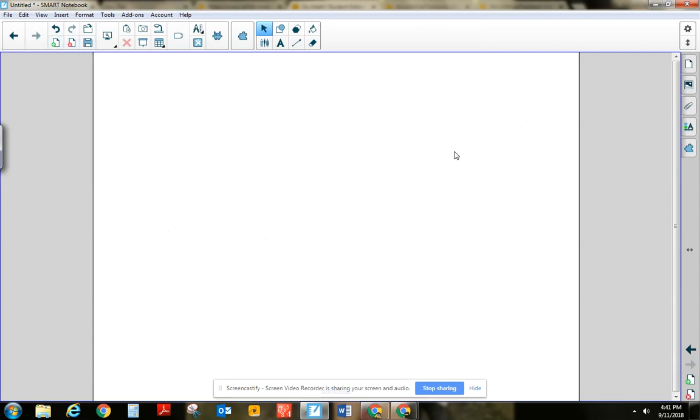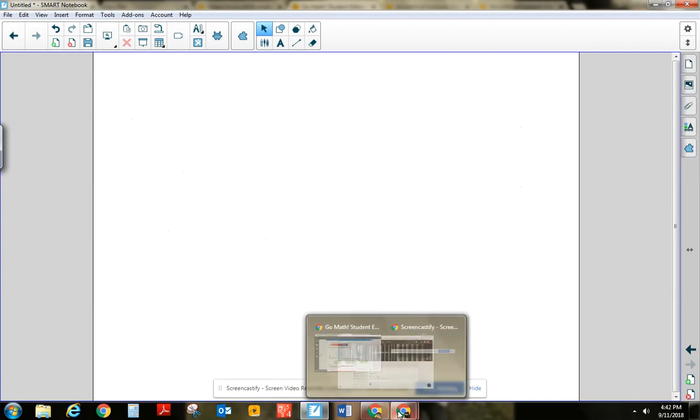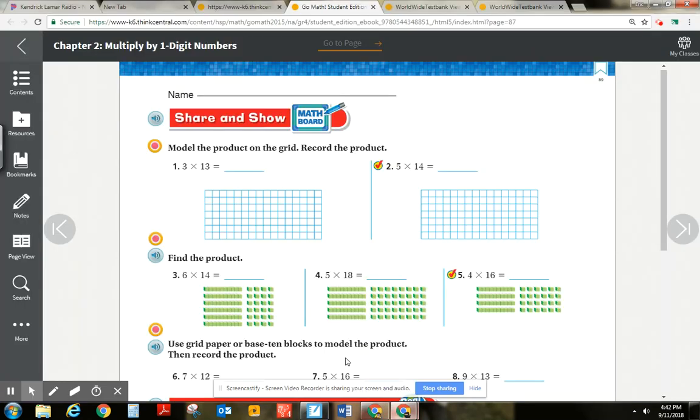All right, let's take a look at another problem here that is looking like this. 6 times 14. So here is the array. Here is like the picture, right? So here's my 6 rows. 1, 2, 3, 4, 5, 6. Then look at the 14. You see the 10 and then the 4, the 10 and the 4, 10 and the 4.